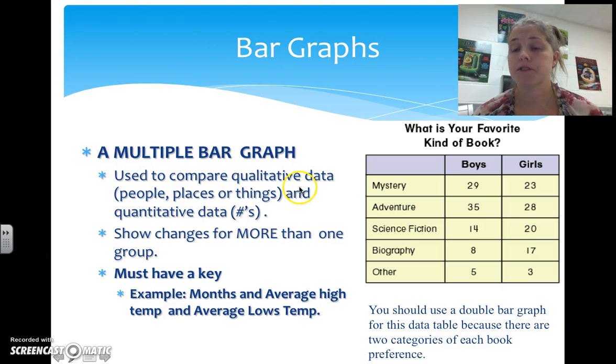A multiple bar graph, so a graph that has multiple bars on it, would be used to compare qualitative data, people, places, or things, and quantitative data, just like the other one, except that it shows changes in more than one group. So these have to have keys because your bars are going to be different colors for different groups. Again, our example is months, so that's our category, and average high temperatures, that's one measurement, and average low temperatures, that's another measurement. So we would have 2 sets of bars on this, so we would need a key. Over here, here's our categories, here's our one group of measurements, and here's another group of measurements.